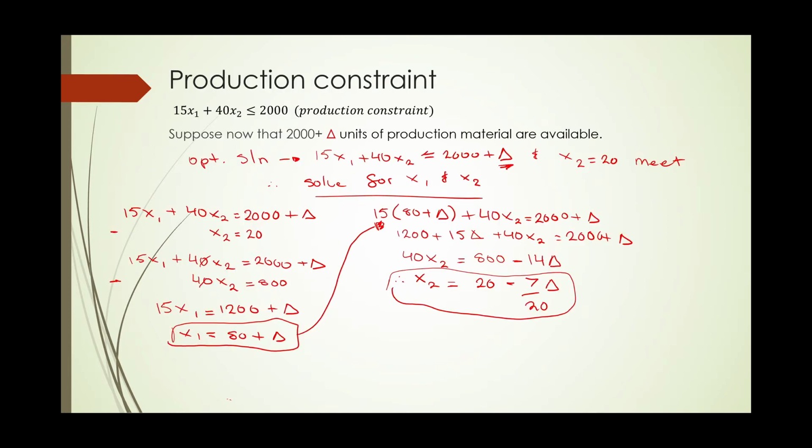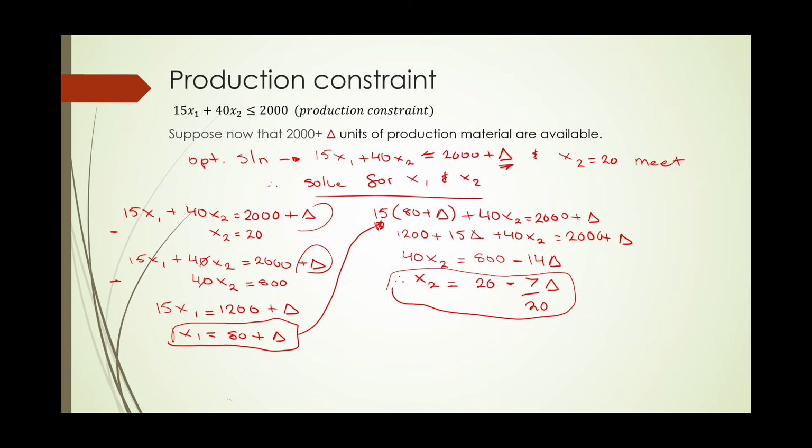So for the first production constraint, suppose now that 2000 plus delta units of production materials are available. So the optimal solution was found where this production constraint and x2 equal to 20 meet. So solving using simultaneous equations again, solving for x1 and x2, doing the same thing as before, except we've got a little delta on the end here, we come up with a value of x1 equal to 80 plus delta, subbing that back into the constraint, we can solve for x2, and x2 comes out to be 20 minus 7 over 20 delta.